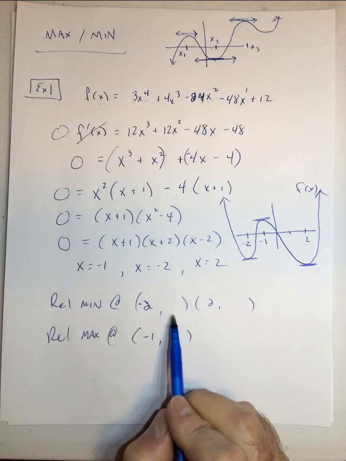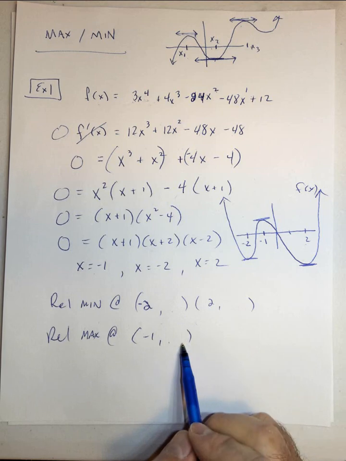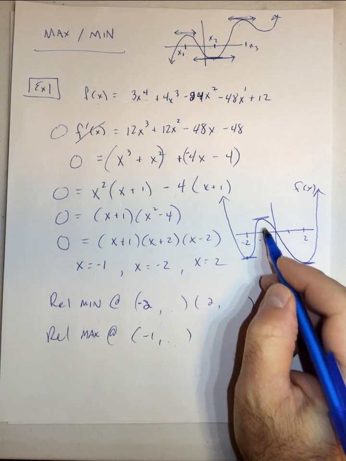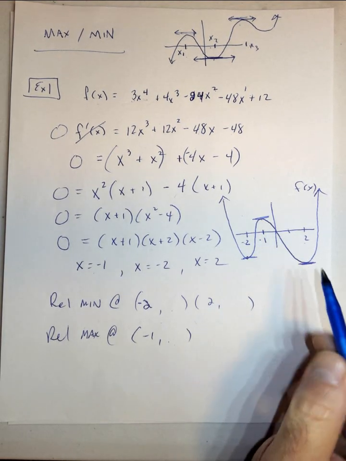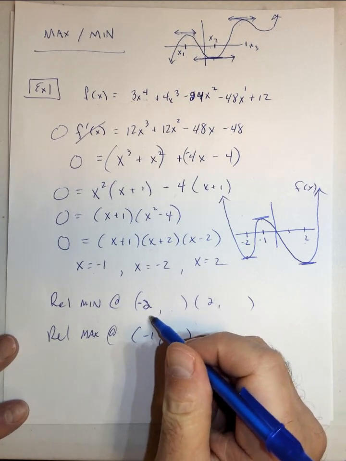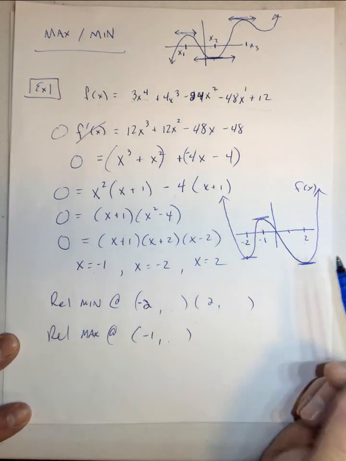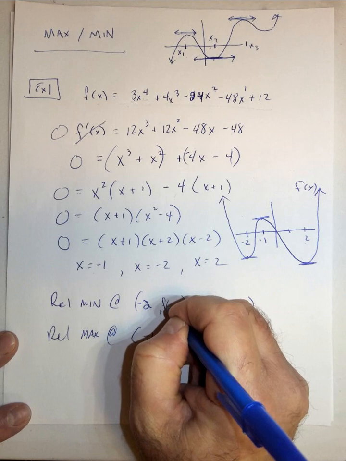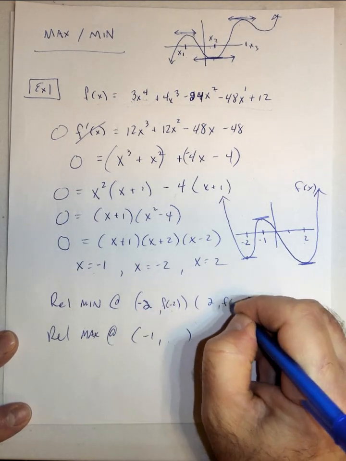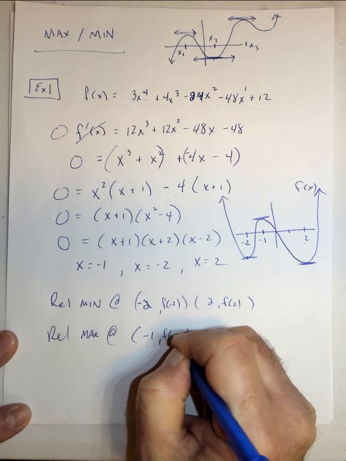So to be able to find these y values, I'm looking for the actual y values at those points. So then I have to plug these values back into the original function f. So this would be whatever f of -2 is, whatever f of 2 is, and whatever f of -1 is.